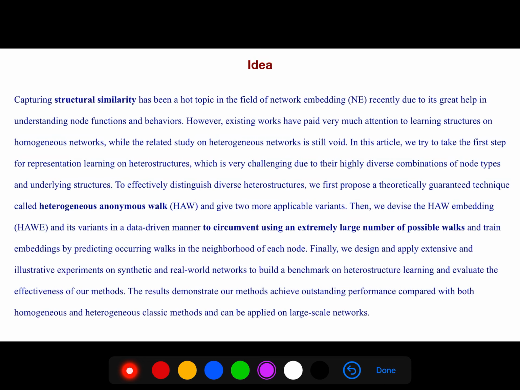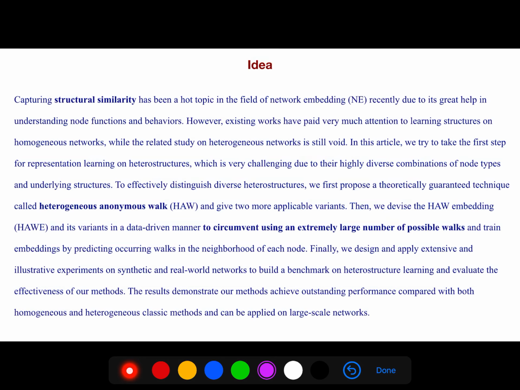However, existing works have paid very much attention to learning structures on homogeneous networks, while the related study on heterogeneous networks is still void. In this article, we try to take the first step for representation learning on heterostructures, which is very challenging due to their highly diverse combinations of node types and underlying structures.